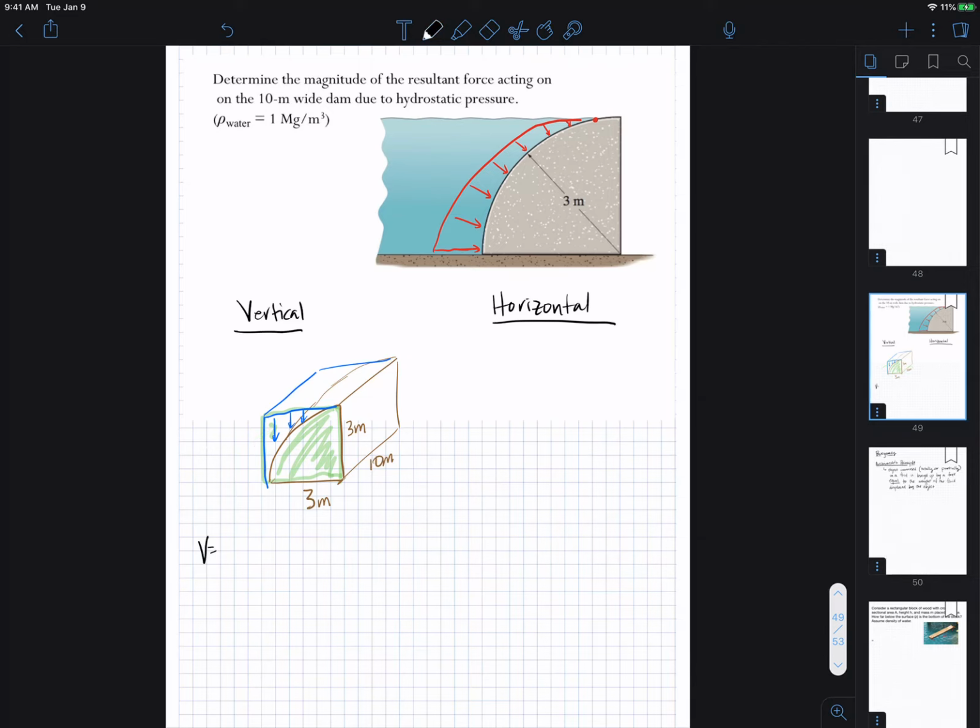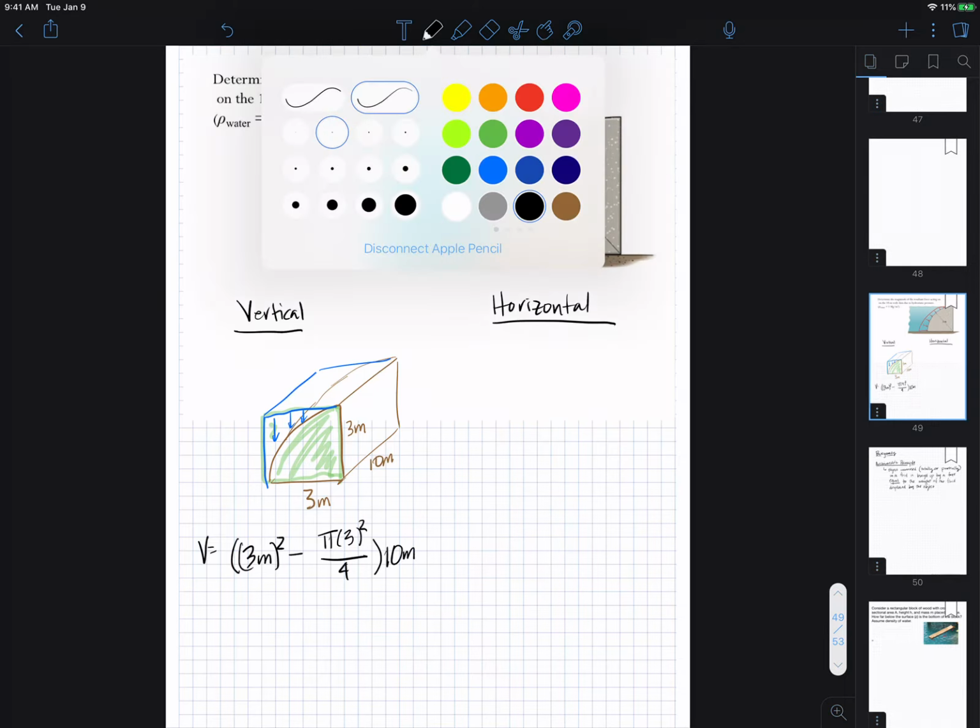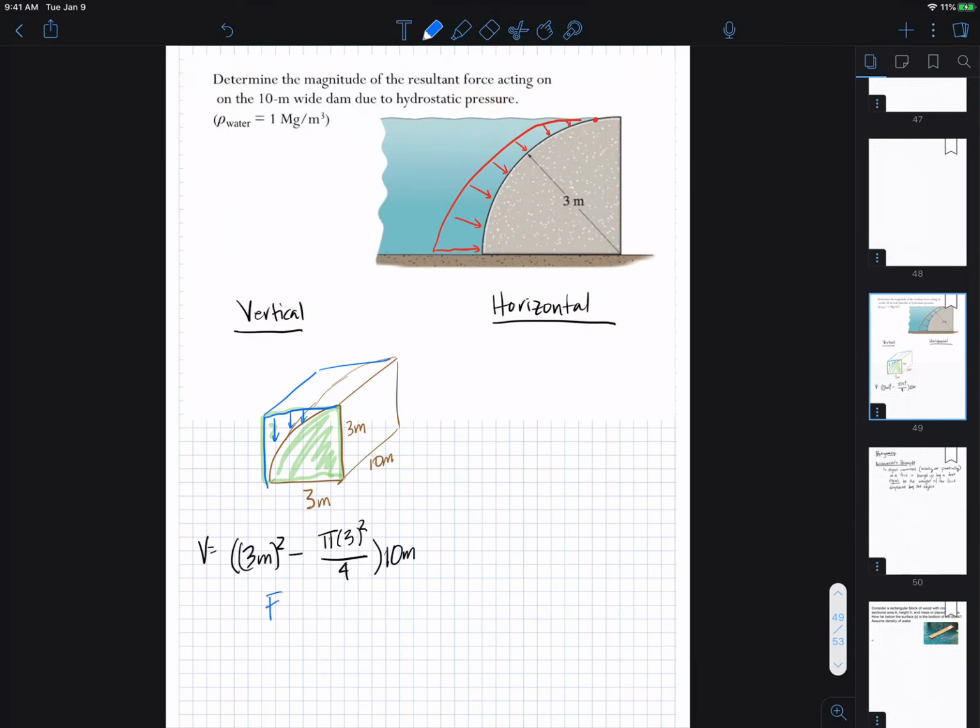So let's go through that. The area for the square is 3 meters squared, minus the area for a quarter circle, which is in the equation sheet that you'll be given, pi times the radius squared divided by 4 in this case. All that times 10 meters. Now we have a resultant force, F_ry, in the vertical direction, just equal to this weight, which is rho g times V, now that we've solved for V.